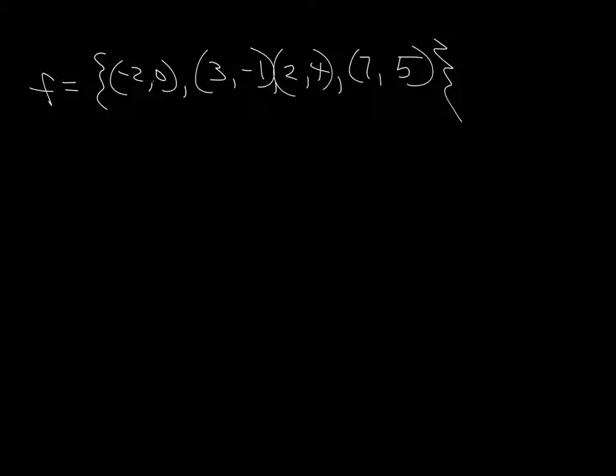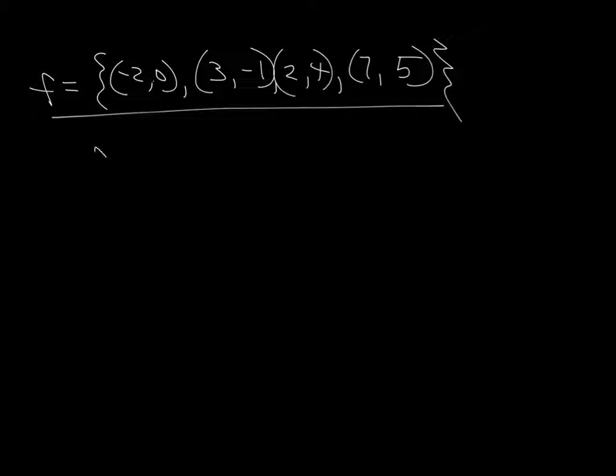Okay, so here is the function. This whole thing means that when I had my equation, which is not even up here, when I put negative 2 in for x, it'll spit out a 0. My f of x will be 0. My answer will be 0. My y value will be 0. When I put in a 3, I got a negative 1. When I put in a 2, I got a 4.